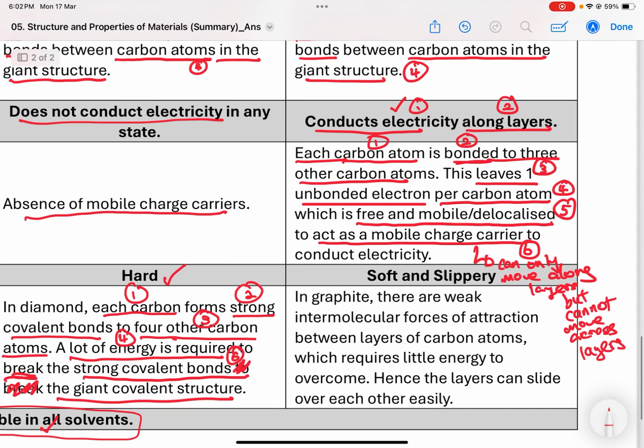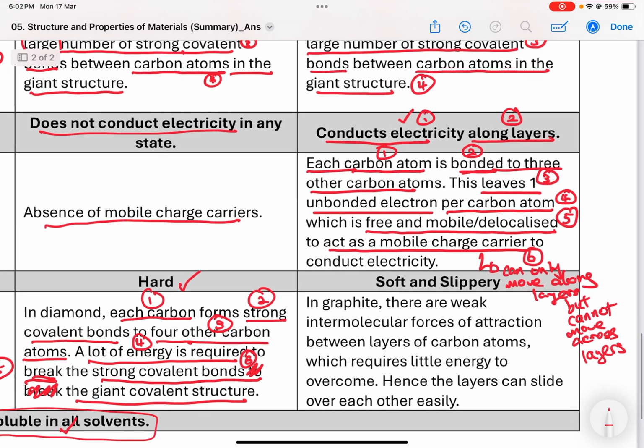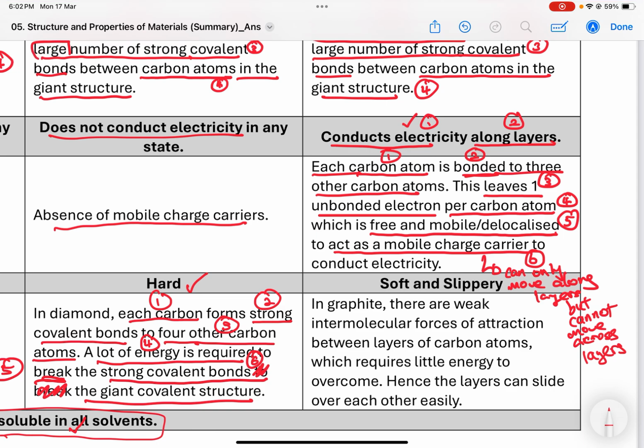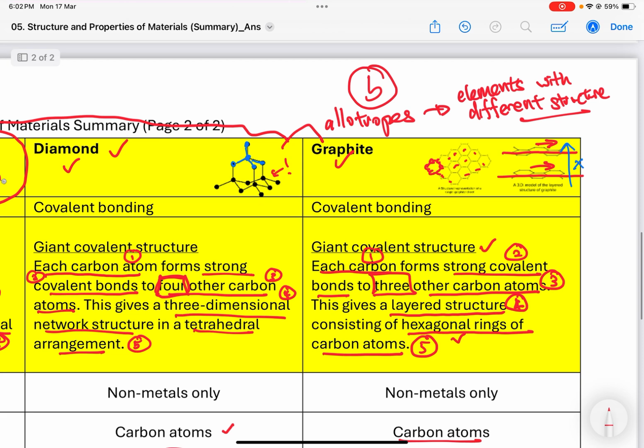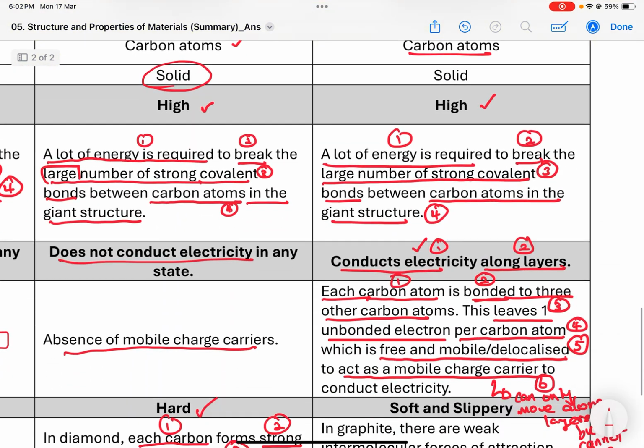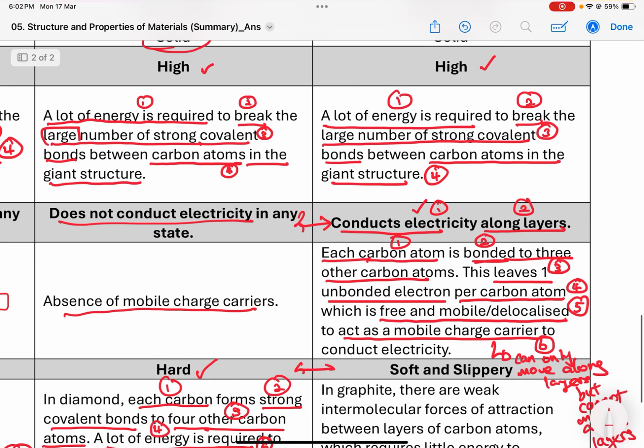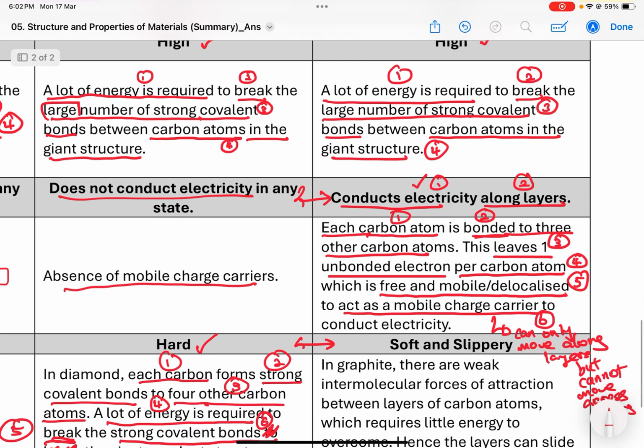Okay, last one. In terms of hardness, we know that graphite and diamond are allotropes. They are both carbon, but they have different structures, based on what we can see here. And this difference in structure results in a difference in electrical conductivity. Next, in terms of degree of hardness, there's also a difference. Diamond is hard, but graphite is soft and slippery. That's why your pencil lead is made out of graphite. You're able to write with it because it is soft and slippery.